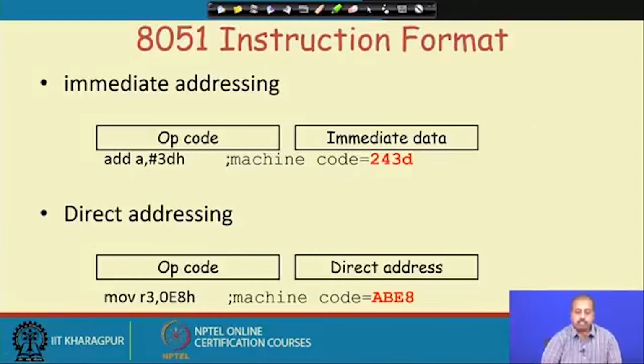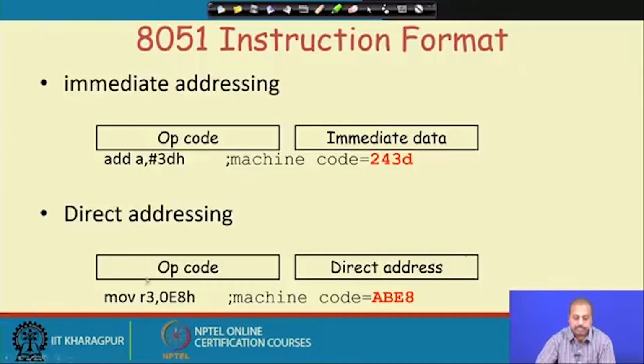Next we look into the immediate addressing, like ADD A, #3D hex. That means with the A register we want to add the value 3D hex. This instruction is a 2 byte instruction, where the first byte is the opcode, and the opcode for ADD A, immediate is 24. The immediate value follows the opcode. So, that is the 3D, and this 3D is the immediate data.